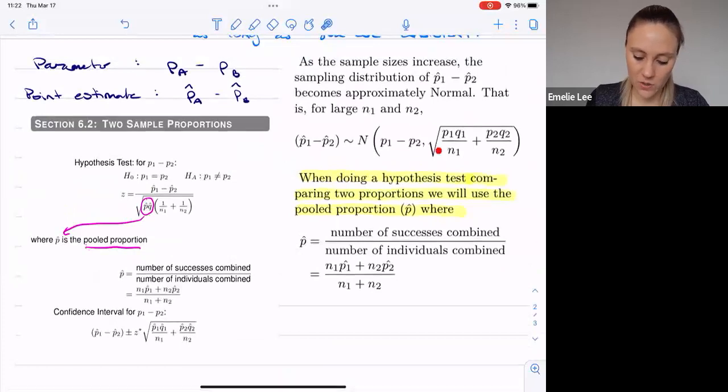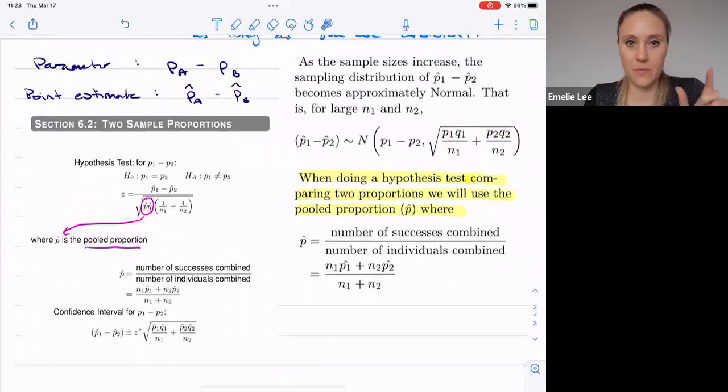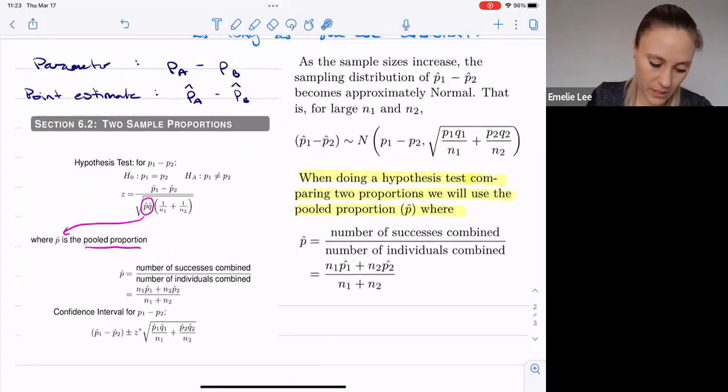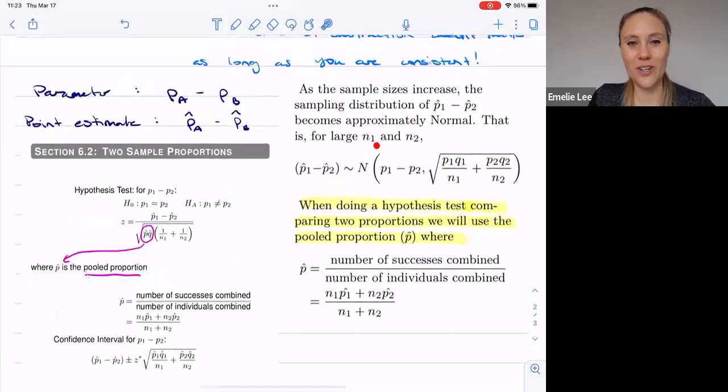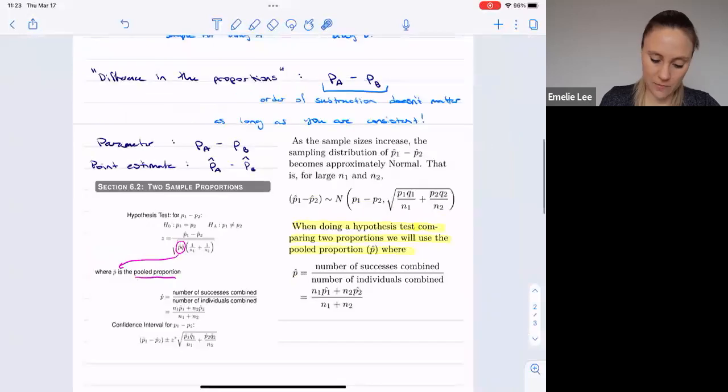And so depending on if we're going to do a confidence interval or a hypothesis test, how we find the standard error is going to be a little bit different. So for large N1 and N2, that leads us to our conditions, right? So we have to check our conditions.